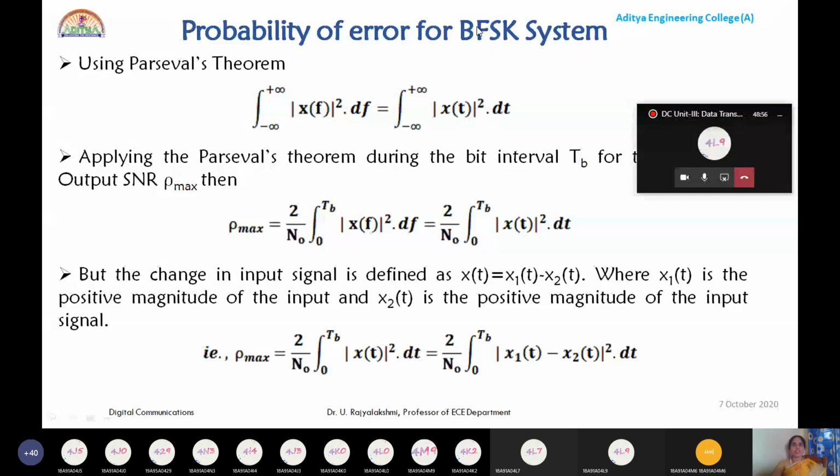But in the case of BFSK, you will have frequency change. So FC is varied with some factor. Coming to the second slide, here we'll just replace mod x of f square df with mod x of t square dt using Parseval's theorem. But what is x of t? X of t is the change in the input signal. So we can represent it as x1 of t minus x2 of t, where x1 of t is the positive magnitude of the input and x2 of t is the negative magnitude.